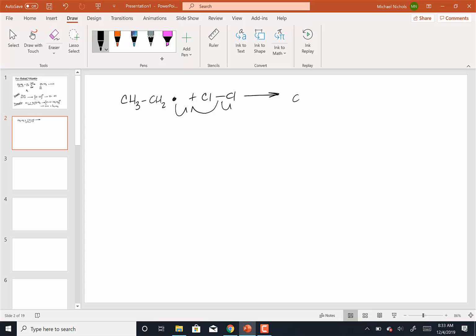So the transition state for that one is going to look like this. We're going to have a partial bond to chlorine and then another partial bond in the chlorine-chlorine bond. So what I'm doing is forming the C-Cl bond, but breaking the Cl-Cl bond. And so that's going to let me make my final product, which is going to be ethyl chloride, and it's going to make another chlorine atom.